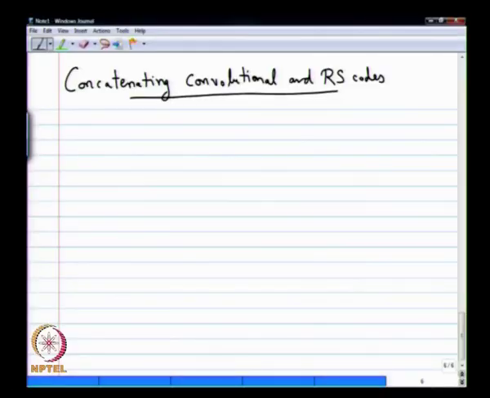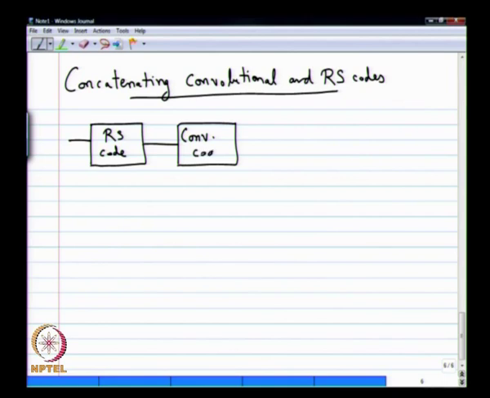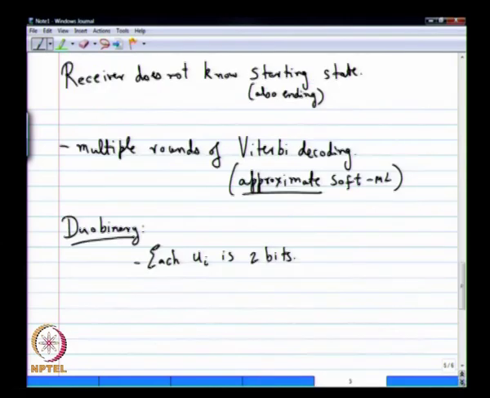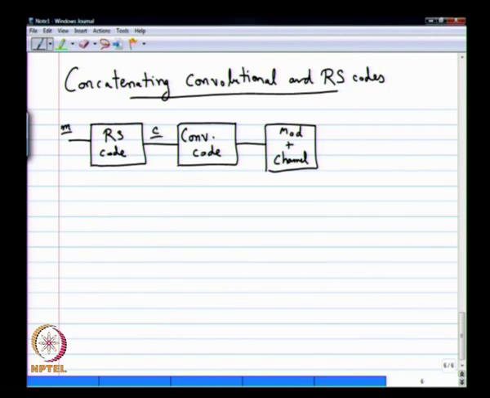Before that, let us see a block diagram of how this would look. When you concatenate, you put one code with the other, so you will have an outer code and an inner code. The outer code is usually the Reed-Solomon code and the inner code is a convolutional code. And then this goes through the channel, modulation, etc. So the code words of the Reed-Solomon code will be encoded using the convolutional encoder. So you will have an original message here, this will become a code word, this will become my U so to speak, then that becomes the code.